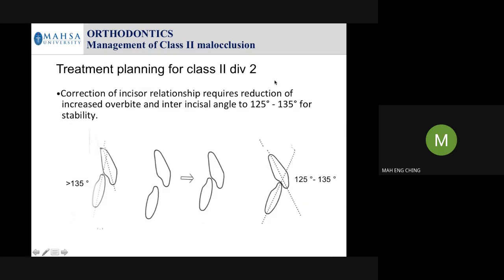Okay, this treatment plan is about the inter-incisor angle. You have to achieve a stable bite, which is about 125 to 135 degrees. This is called the inter-incisor angle. Usually class 2 division 2 has this increased incisor angle. Once you reduce it to the normal angle, it means they have a proper bite. The lower incisor will rest on the upper middle third of the palatal surface of the upper incisor. Then this bite should be stable.